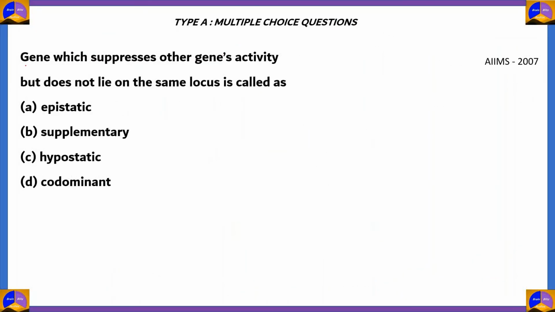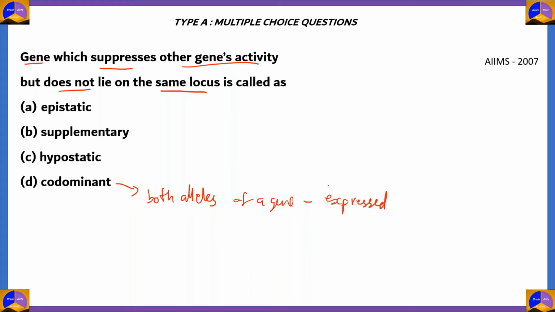Let's look at this question. A gene which suppresses other genes' activity but does not lie on the same locus is called as A, epistatic, B, supplementary, C, hypostatic, or D, codominant. Let's look at each of our options. Option D, codominant, means that both alleles of a gene are expressed. An example of that is ABO blood group. So option D is incorrect.